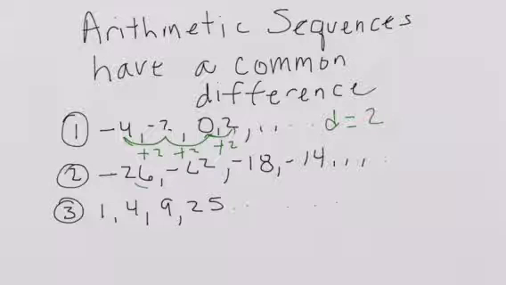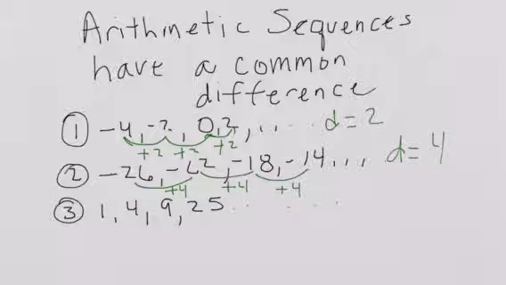From -26 to -22 is a positive 4. From -22 to -18 is a positive 4. From -18 to -14 is a positive 4. So in this case, our common difference is positive 4.